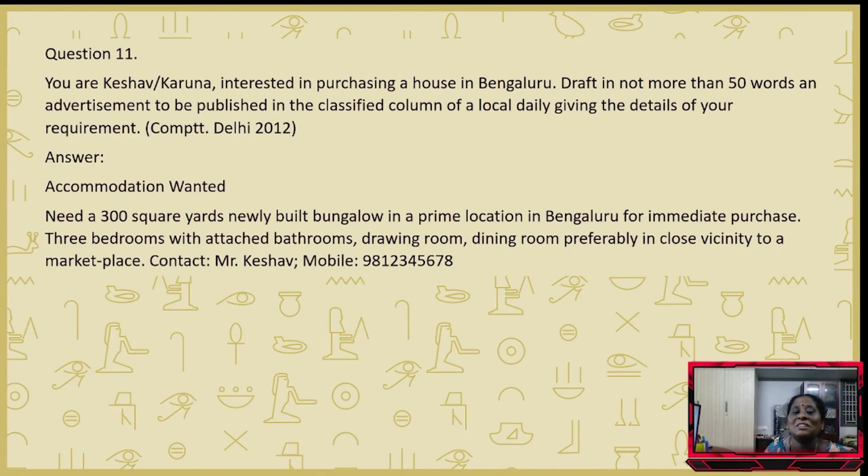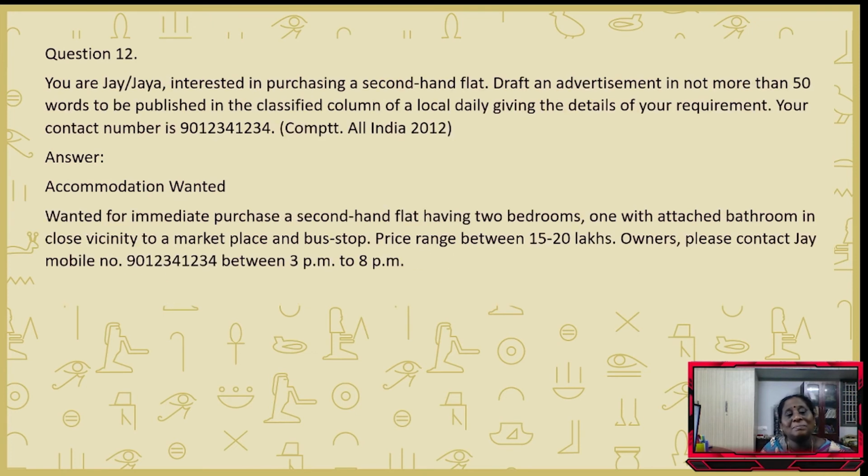Now you are Keshav or Karuna, interested in purchasing a house in Bengaluru. So you just say "Accommodation Wanted," then you say you need a 300 square yards newly built bungalow in a prime location. It should be a 3 BHK. Now, interested in purchasing a second-hand flat.